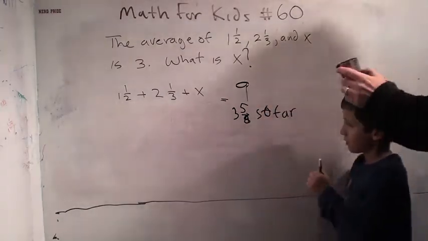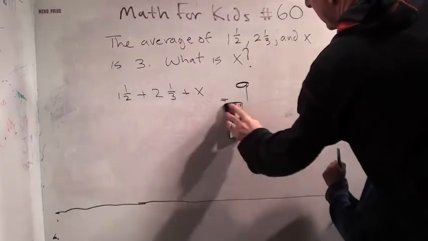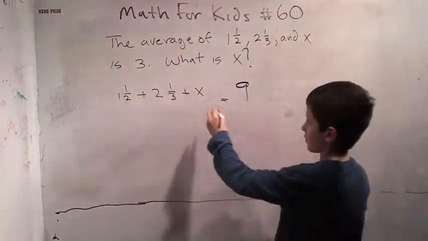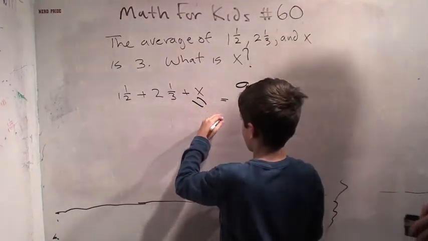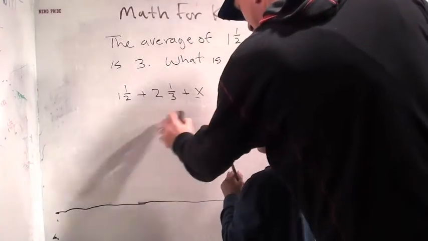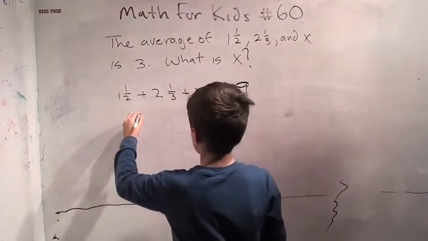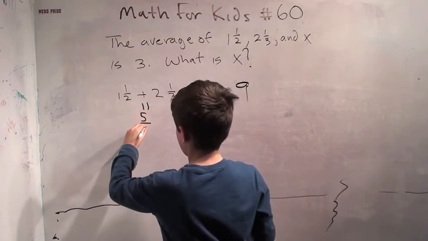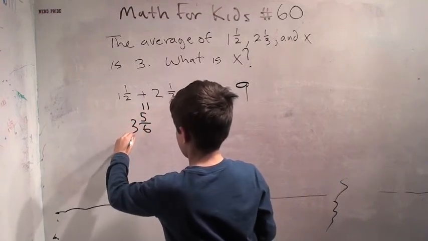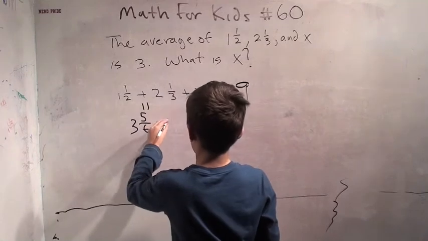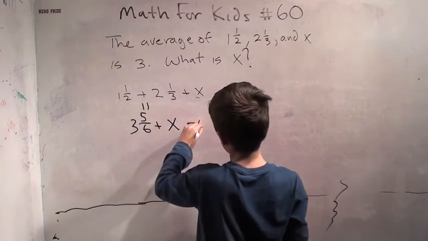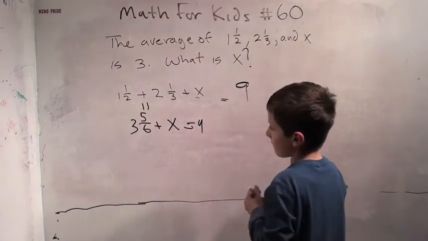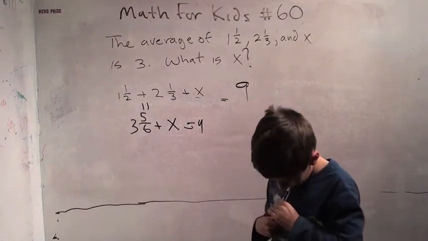Hold on one second. Just write it over here. So 1.5 plus 2 1/3 is what? No, just write it underneath. Like write it right here. Oh, this is 3 and 5/6. 3 and 5/6 plus x equals 9. There you go. That's what I wanted you to write. So 3 and 5/6 plus x equals 9.